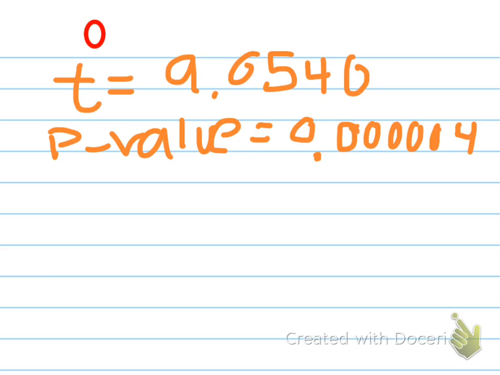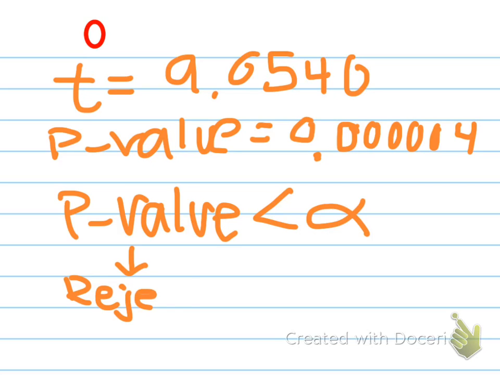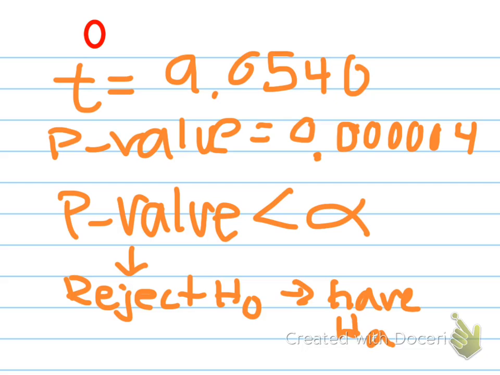Now set up your conclusion. Your p-value is less than your alpha. When your p-value is less than your alpha, the decision is to reject H naught. You have evidence for HA. Okay? Other way around, when the p-value is greater than alpha, you fail to reject H naught. You do not have evidence for HA. Now let's conclude.